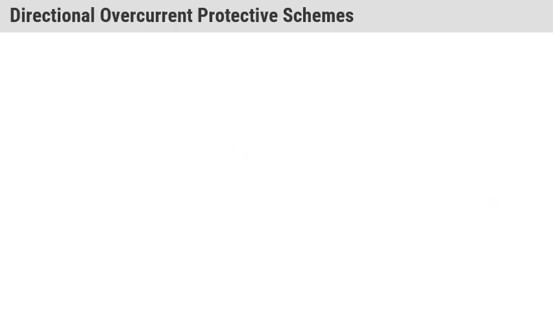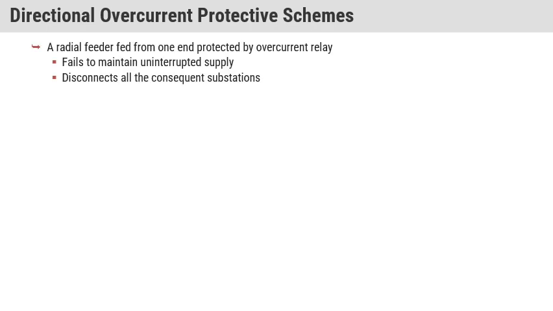Hello student, today we will discuss directional overcurrent protective schemes. A radial feeder fed from one end and protected by an overcurrent relay fails to maintain uninterrupted supply; it disconnects all the consequent substations. So what happens when a radial feeder is fed from one end and protected by an overcurrent relay?